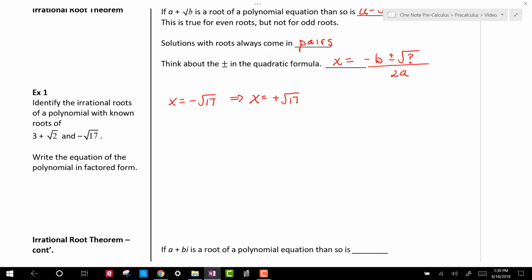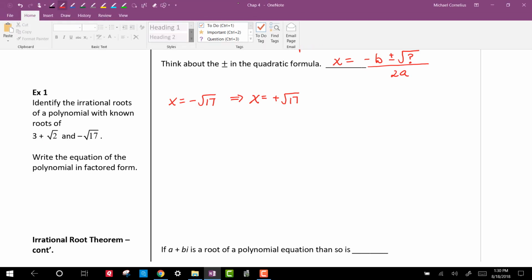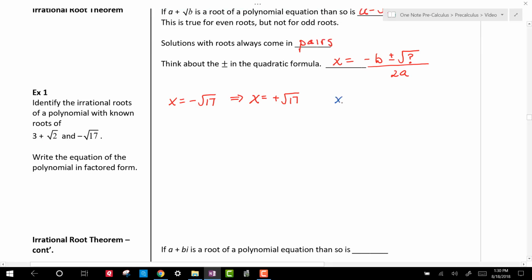So when it tells me I have a root of 3 plus root 2, what it's telling me is that I have this root of x equals 3 plus square root of 2, which means, based on the irrational root theorem above, that there has to be another solution of x equals 3 minus the square root of 2. Notice the 3 didn't change, only the plus and the minus in the middle. Again, go back to the quadratic formula. The negative b doesn't change. It's the plus and the minus after the negative b. So think about this 3 as the negative b value.